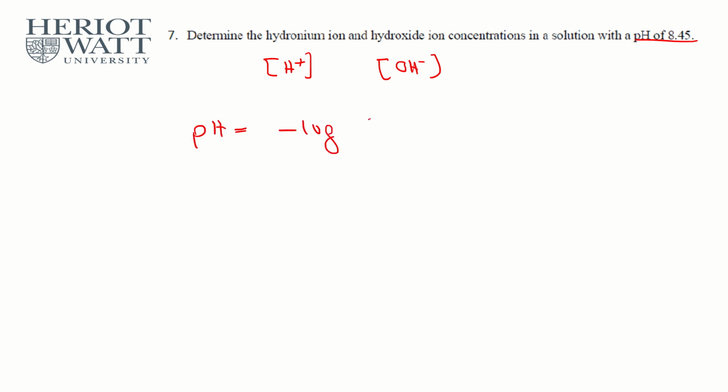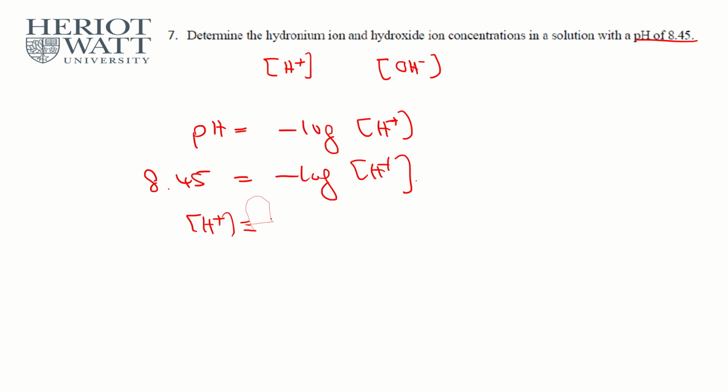equals to negative log concentration of H plus. Am I right? Yeah. And now we have the pH 8.45 equals to negative log concentration of H plus. So from here, you make use of this formula, we can actually calculate the concentration of H plus. How do we do that? Anti-log it. Shift log negative 8.45. That's how you do it. Then you will get your concentration of H plus equals to 3.55 times 10 to the power of negative 9 mole per liter, right? So that's the answer for H plus.